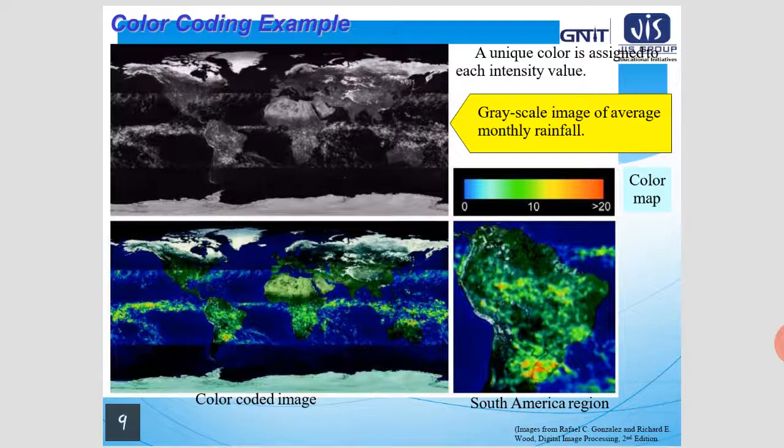Here we have taken an example of the South Africa region, whose different average monthly rainfall report has been given. From this also we can see that after color coding of the corresponding grayscale images, the color image is much clearer and easier to recognize. So this is one advantage of color image processing.